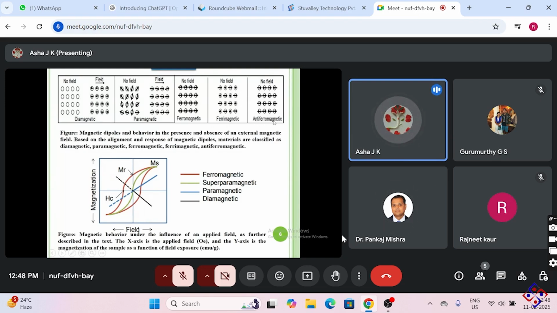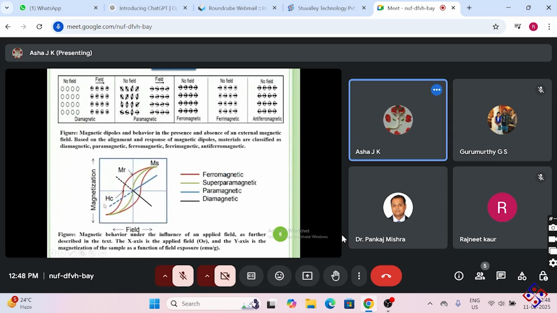Next, in the case of antiferromagnetic material, when there is no external field, the dipoles are arranged in opposite directions with the same magnitude. Here in the ferrimagnetic materials, magnitudes are different and directions are opposite. In the antiferromagnetic material, magnitudes are the same and directions are also opposite. So we can conclude that there is no net magnetization, as the opposing dipoles cancel each other out. This is what antiferromagnetic materials are.